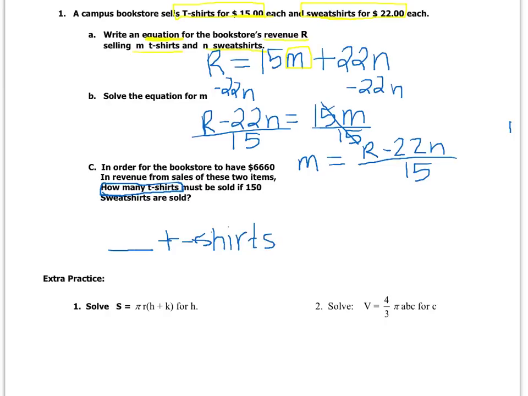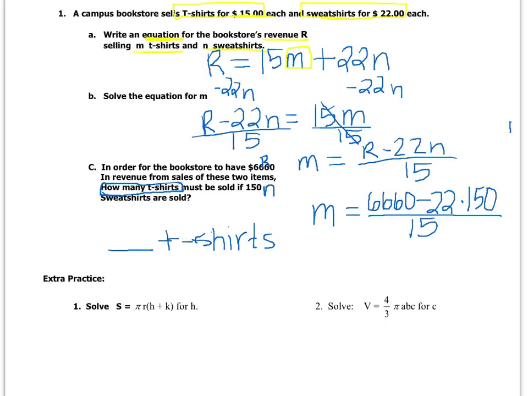How many t-shirts must be sold if 150 sweatshirts? So 150 sweatshirts, my N. We said this is my R. So let's just plug them in. So M, my t-shirts, equals R, 6,660 minus 22 times N, my number of sweatshirts, that's 150, divided by 15. And if you plug that into your calculator and simplify it, you'll find that M equals 224.